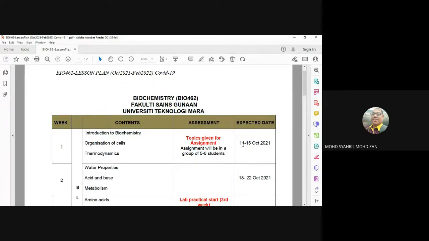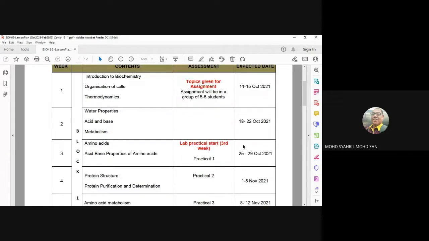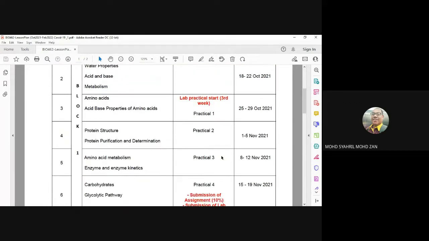Okay. So from here in the lesson plan, I would like to highlight week 3. Okay. So now we are on the block first, ataupun fasa pertama. Okay. So you will learn lab practical will start on the 3rd week, right, which is today. Right. And then we only have about 4 practicals. Okay, after you finish this, you have to hantar awak punya practical report. Alright.